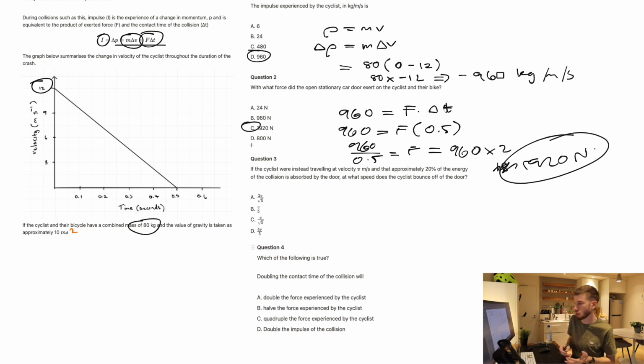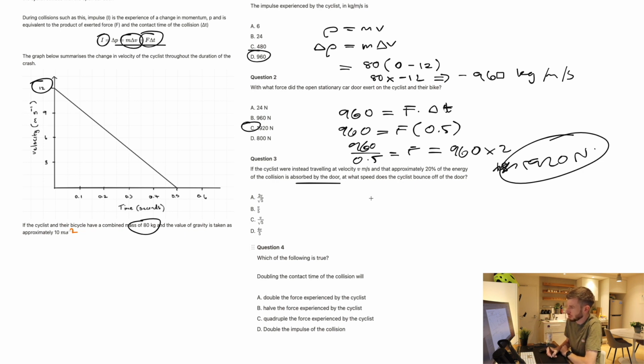So you can see a lot of these maths questions, they're pretty quick. Once you connect the pieces of information to which part of the formula, then you're just plugging them straight in. If the cyclist were instead traveling at a velocity v this time, not 12, and approximately 20% of the energy of the collision is going to be absorbed by the door, at what speed does the cyclist bounce off of the door? So this is now using the concepts of conservation of energy and conservation of momentum. We don't have anything to suggest that the car moves in any way. So we're going to look at the energy side of things.